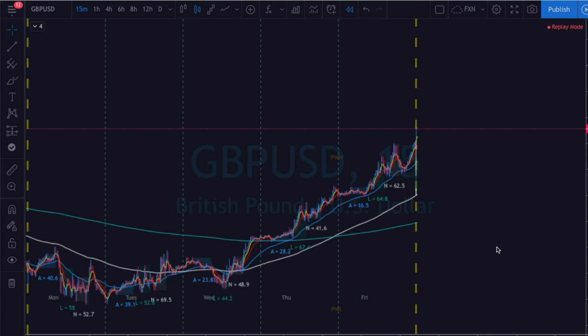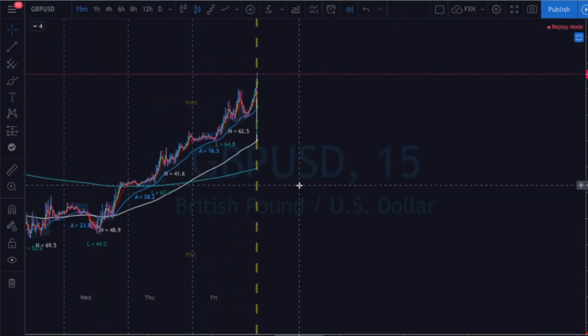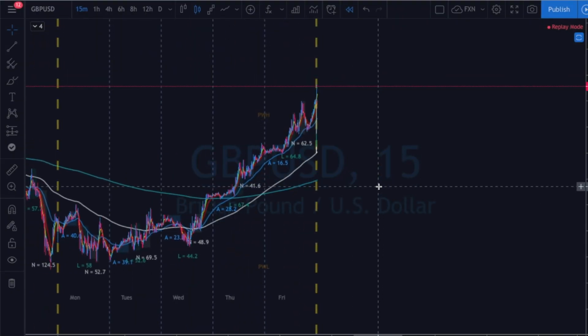I wanted to talk to you guys about the Forex market cycles. Let's take a quick look at pound USD and break down an entire week, beginning of the week here. All right, so beginning of the week, Sunday going into Monday.